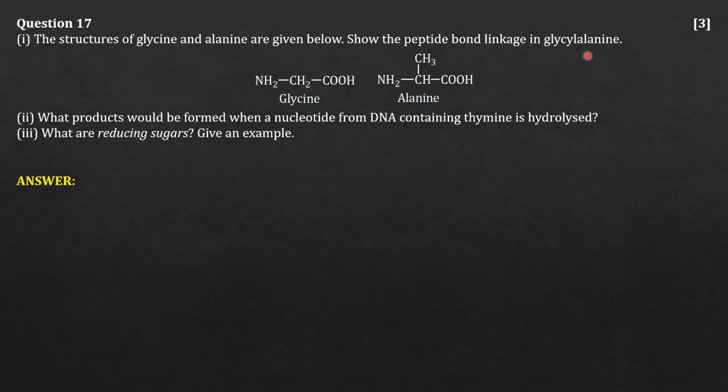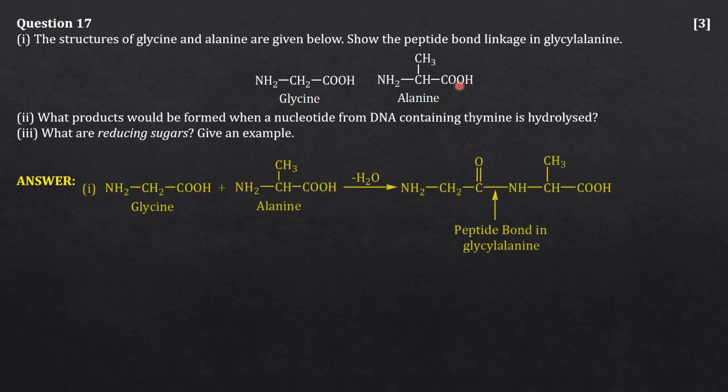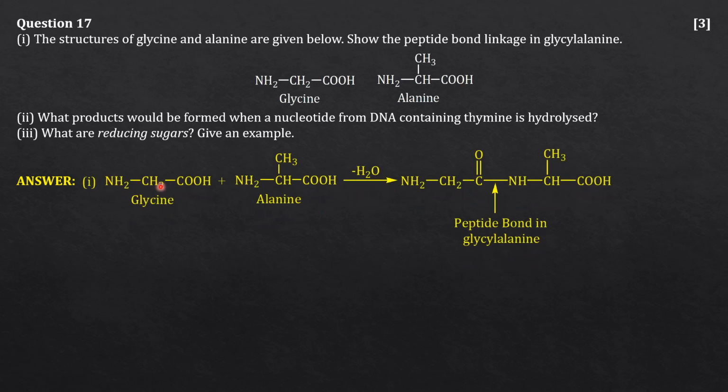Similarly, the amino acid at the extreme right, its carboxyl group COOH will be free, not involved in peptide bond formation. So in this case, when you are writing the answer, keep the glycine NH2 at the extreme left, keep the COOH of the alanine at the extreme right. Actually these two will react, remove water, and you get an amide bond, which is known as peptide bond.